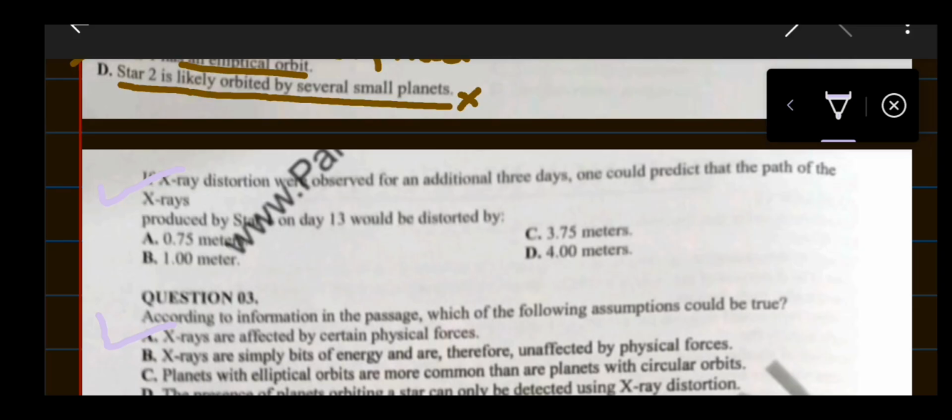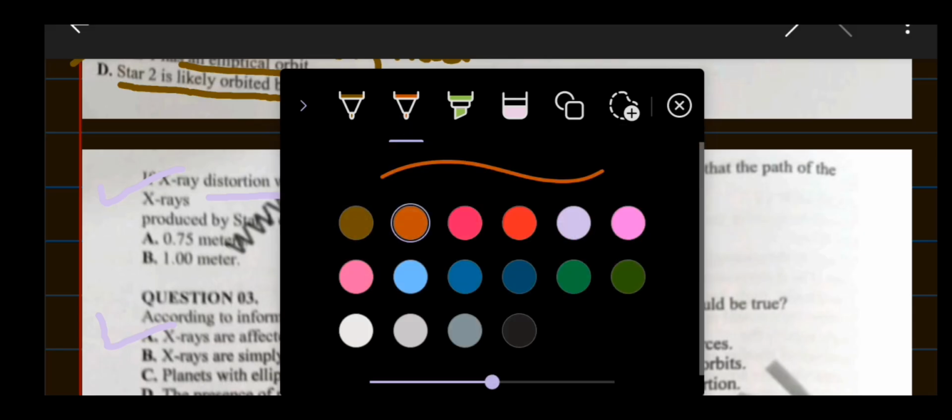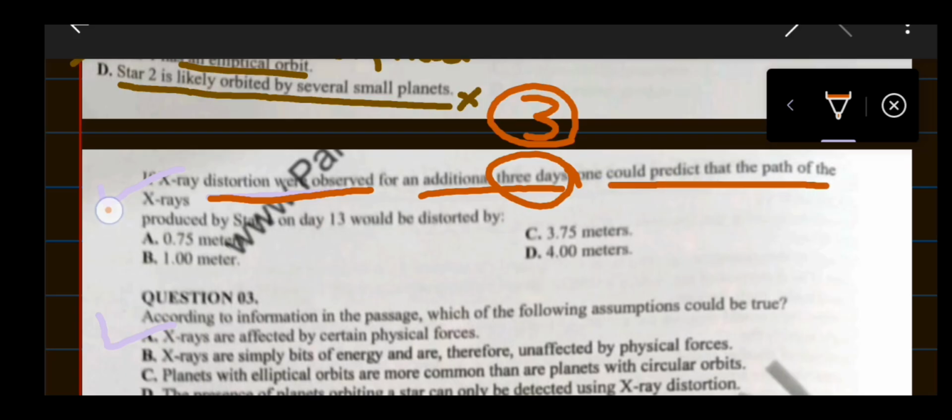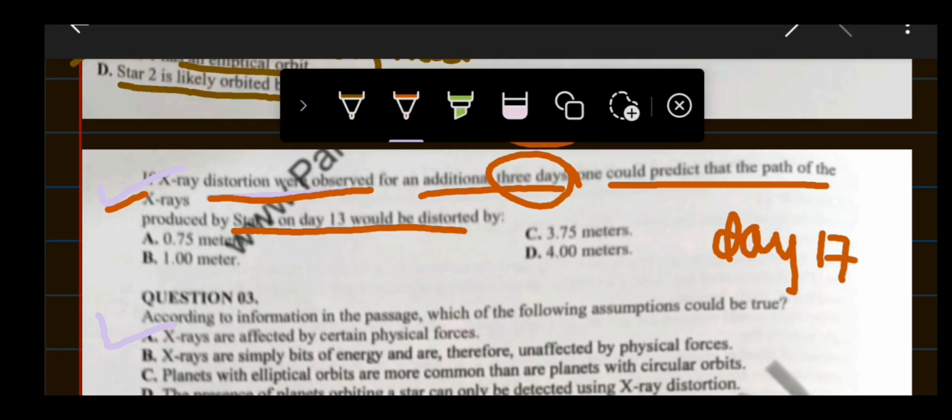Now moving towards the second question. In the second question, they ask about if the X-ray distortion were observed for an additional 3 days. If for more 3 days, additional 3 days, we have to observe X-ray distortion, one could predict the path of X-ray produced by the star on day 13. So what will its path be on day 13? Not day 17, sorry, day 13.